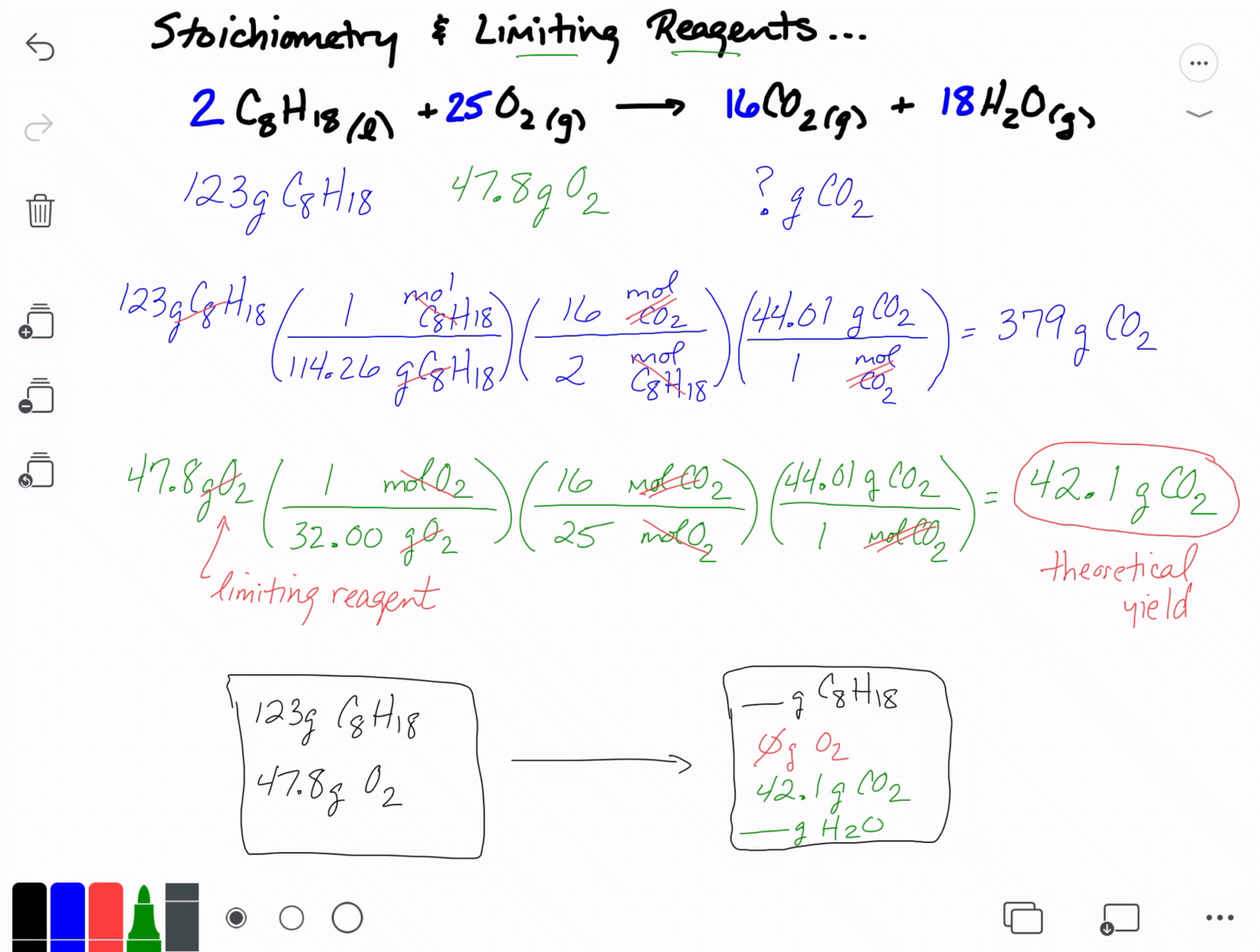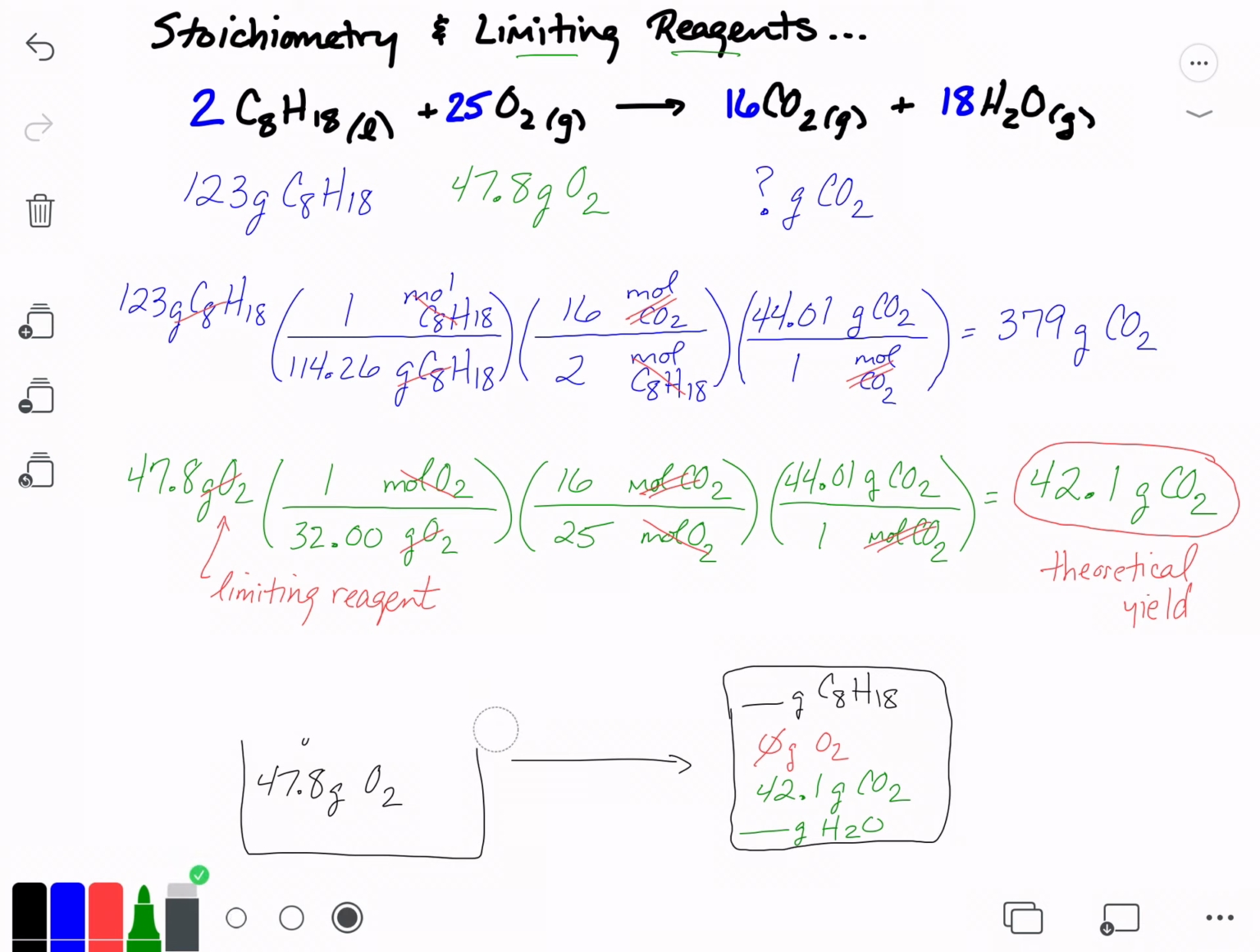So how do I know it's a limiting reagent problem? Because I'm given starting amounts for both reactants. And how do I solve it? The same three-step process that we deal with every time we do a stoichiometry problem. We'll run through the problem starting with one reactant all the way to the product, and then start over with the other reactant all the way to the product. Whichever one of those product amounts is lower, we call that theoretical yield, and whichever material gave us that, in this case the oxygen, we call that the limiting reagent.